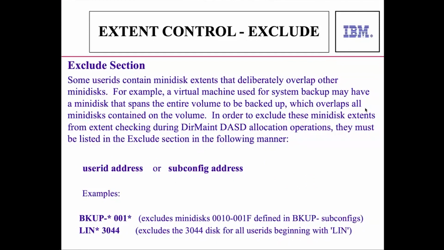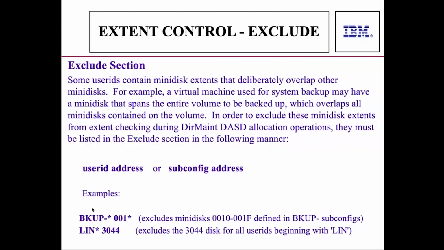Or a virtual machine for system backup may have to read an entire disk and dump it onto a tape or whatever it does with it. So you want to be able to read the whole volume. You can't attach a volume that's used by the system, meaning has minidisks on it, to that ID. You have to go through a minidisk. So in the exclude section, we basically say ignore these minidisks. That's really what we're saying. When you're looking for free space, when you're seeing what's used, ignore these minidisks.